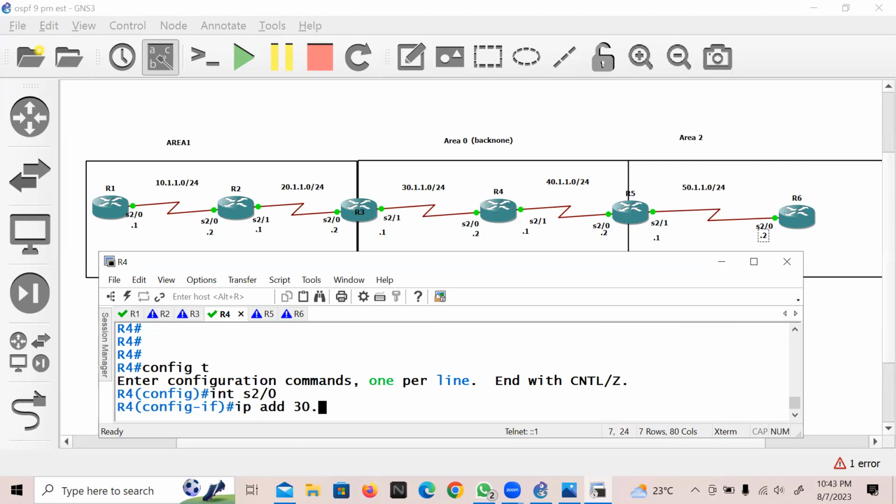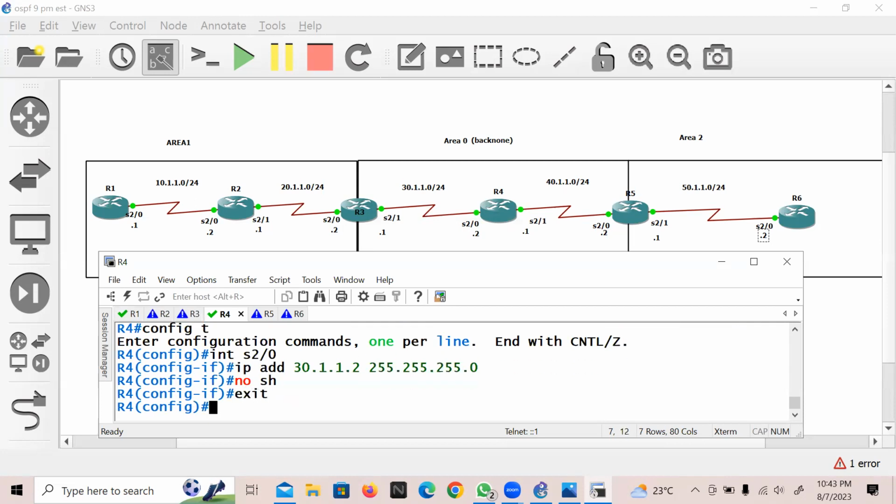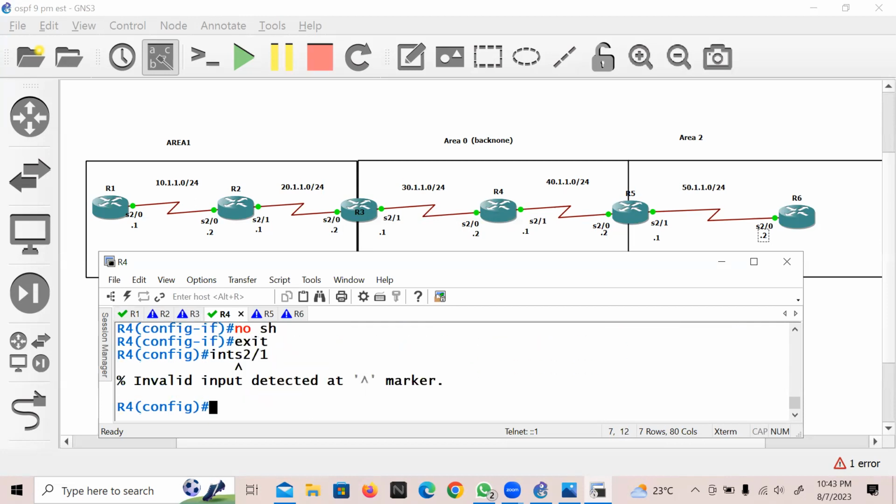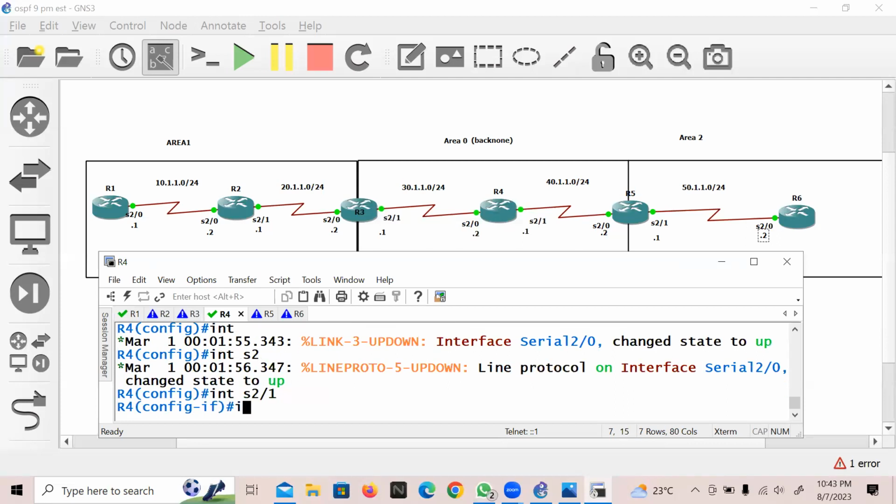If the IP is wrong, then again my OSPF gets trouble. So the IP should be right. So you have to watch whether I am assigning the right IP or not. Just focus there.